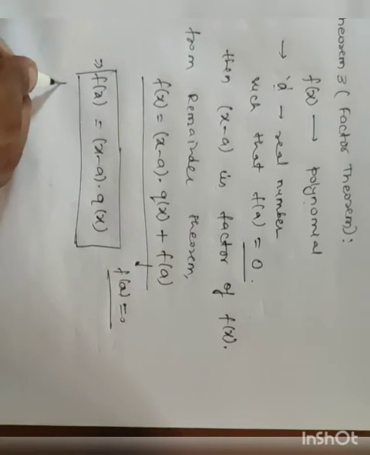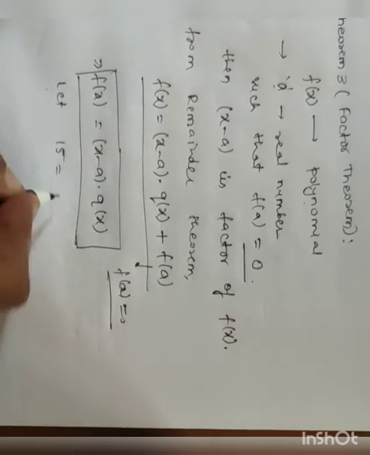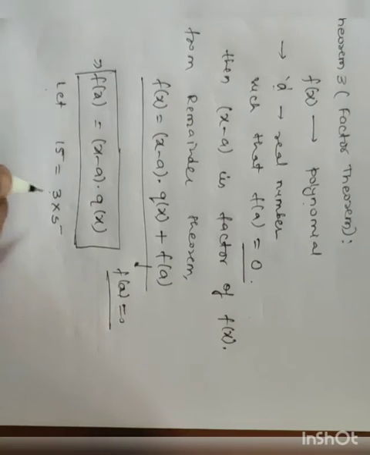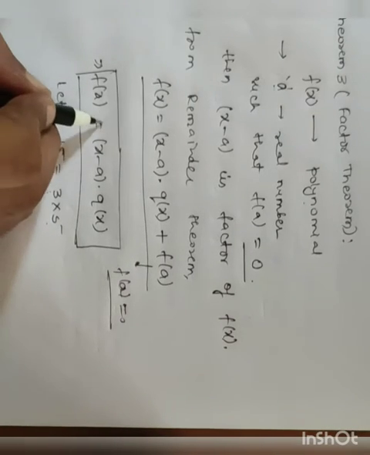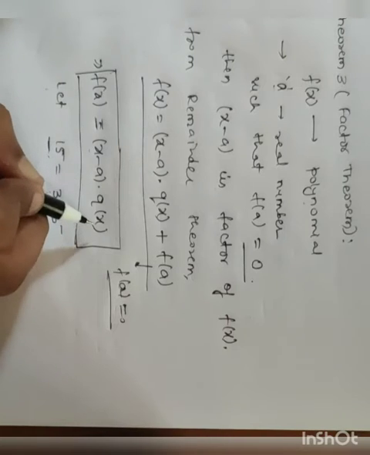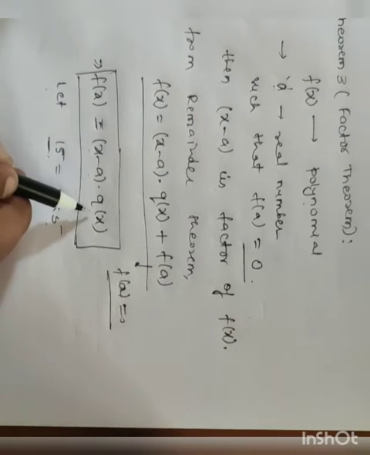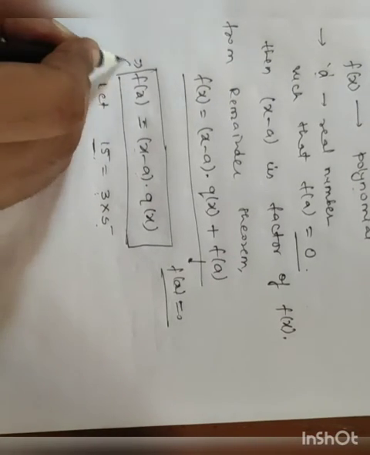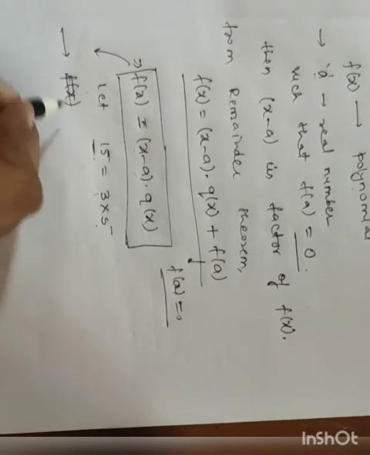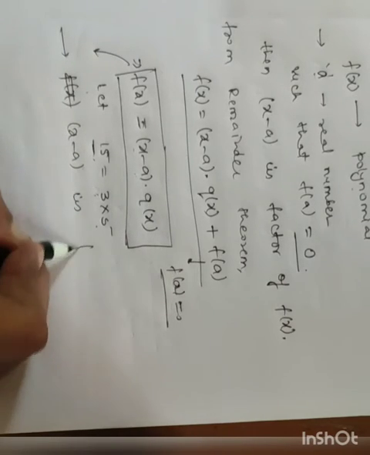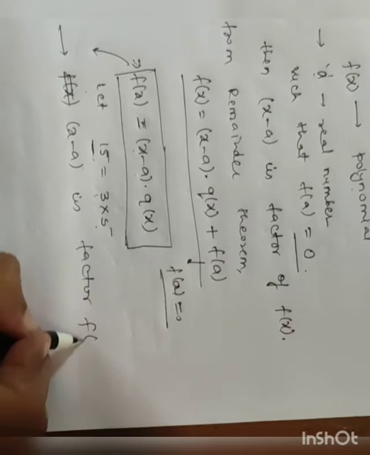So let's take an example of 15. We can represent 15 as 3 into 5, and if a number is represented as a product of two other numbers, then those two numbers are said to be the factors of that number. So 3 and 5 are the factors of 15. In this case f(x) is represented as the product of (x - a) and q(x), so we can say that (x - a) and q(x) are the factors of f(x). So from this statement we can say that x - a is a factor of f(x).